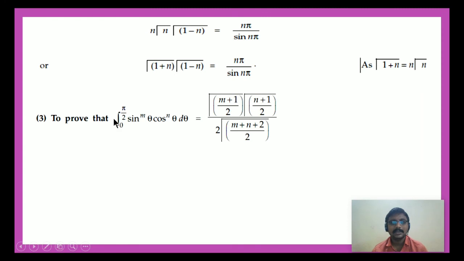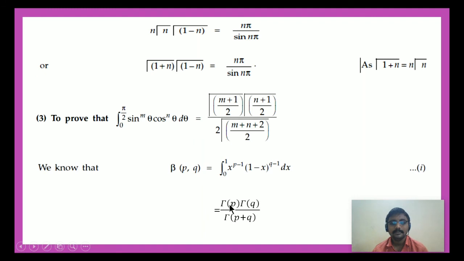To prove that the integral from 0 to pi by 2 of sine power m theta cos power n theta d theta is gamma of m plus 1 by 2 into gamma of n plus 1 by 2 upon 2 into gamma of m plus n plus 2 by 2. We know that beta of p, q. So what is beta of p, q? Integral from 0 to 1 of x power p minus 1 into 1 minus x whole power q minus 1 dx. Let it be equation number 1. We have just changed m, n as p, q. So it is nothing but gamma of p into gamma of q by gamma of p plus q. It is the relation between beta and gamma functions.